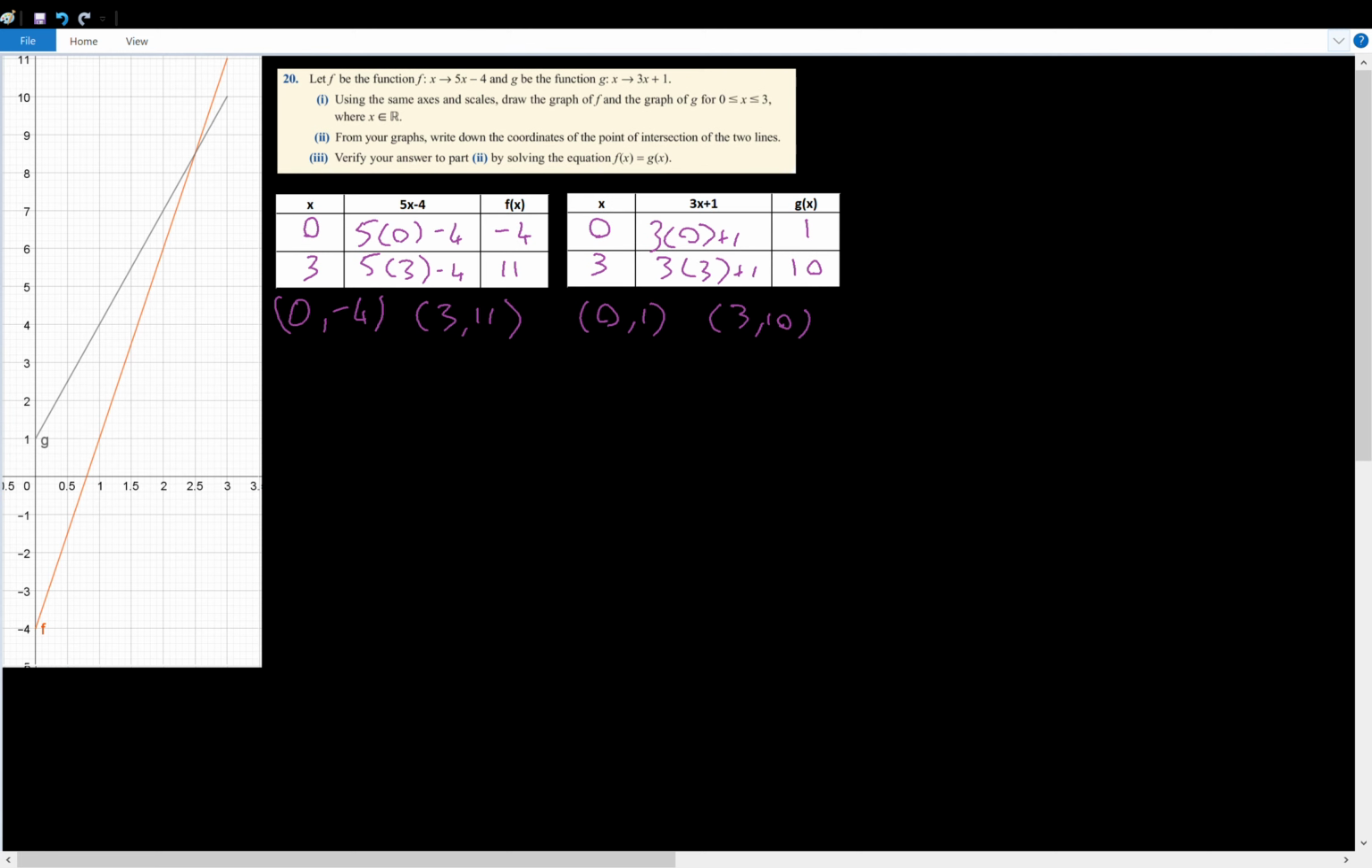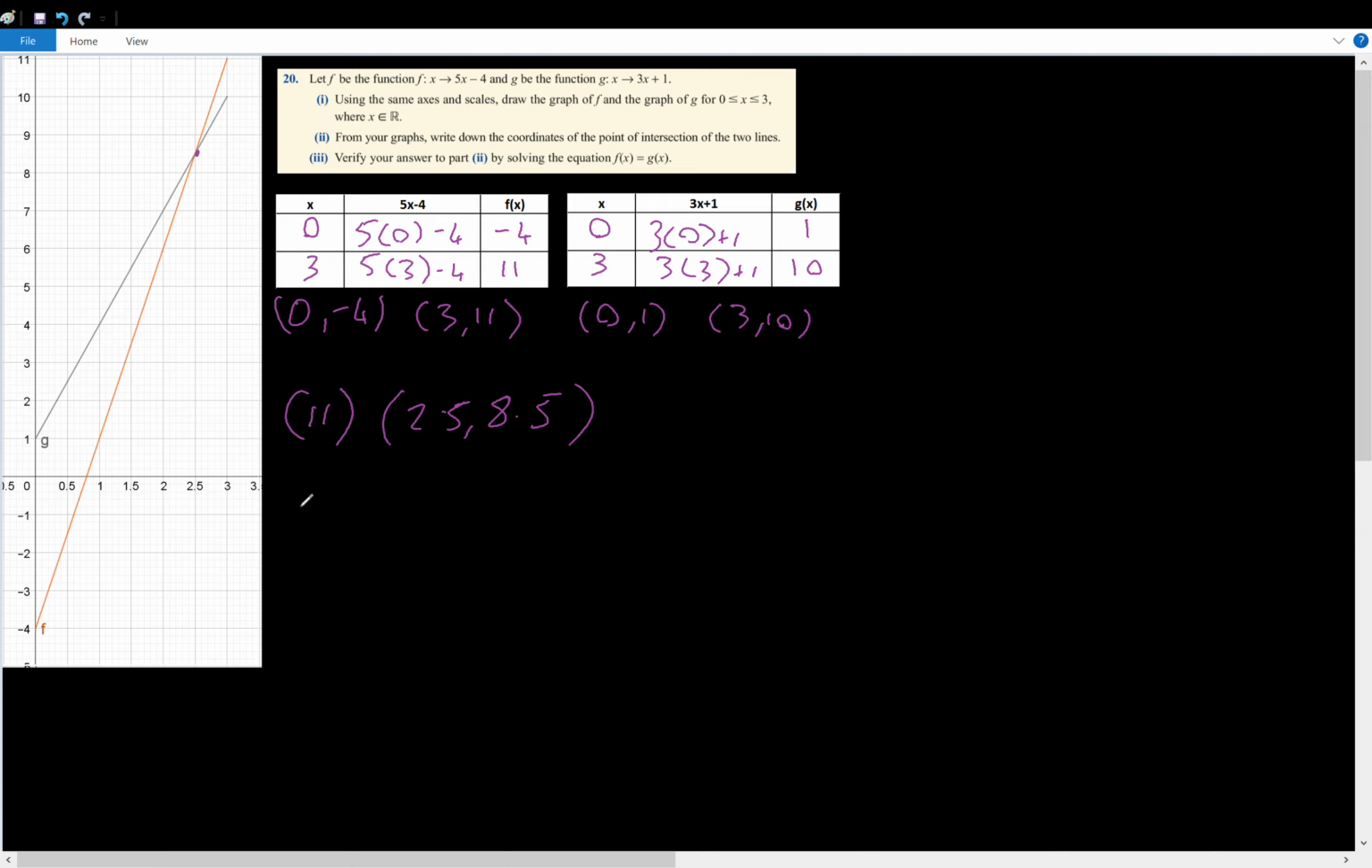Now, from this graph, we have to write down the coordinates of the point of intersection of the 2 lines. The 2 lines intersect just here. This is where they cross each other. And the coordinates for that are, our x value is going to be 2.5, and our y value, if we go across, looks like it's halfway between 8 and 9. So for part 2, our point of intersection is going to be 2.5, comma 8.5. But we need to verify that.